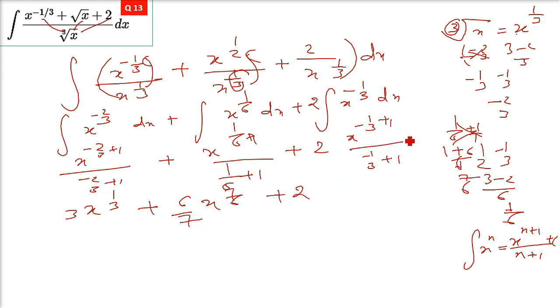1 minus 1 by 3 is what? Let us do it. 1 minus 1 by 3 is 3 minus 1 by 3, that is 2 by 3. So this is x raised 2 by 3. 2 by 3 goes up, so 3 by 2, the 2 gets cancelled.